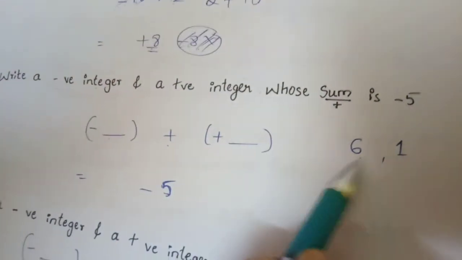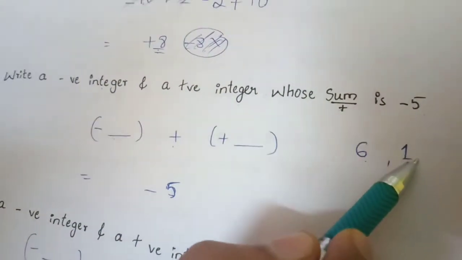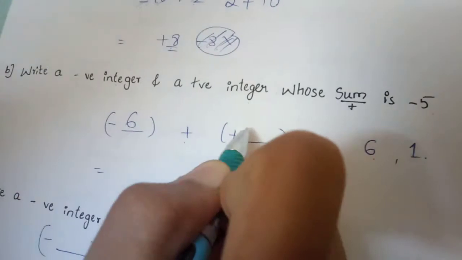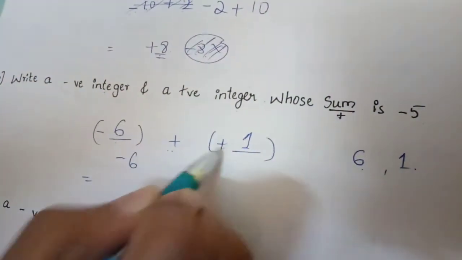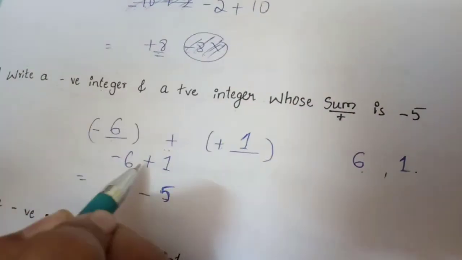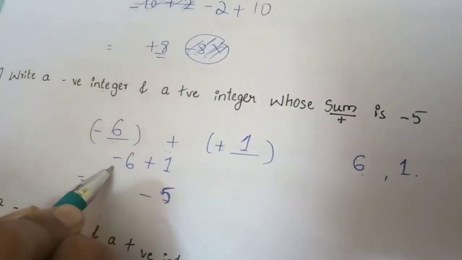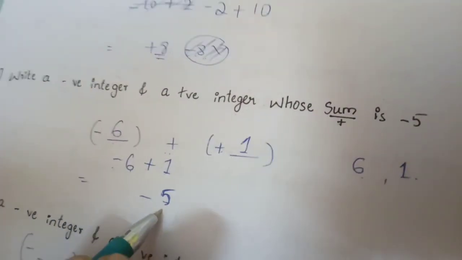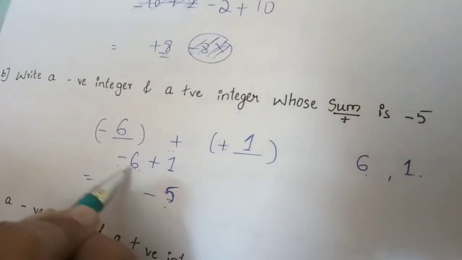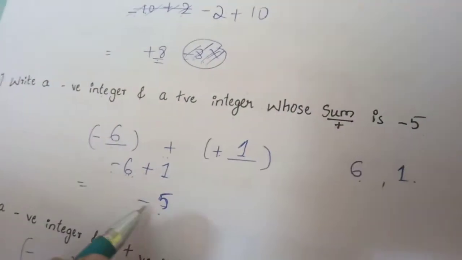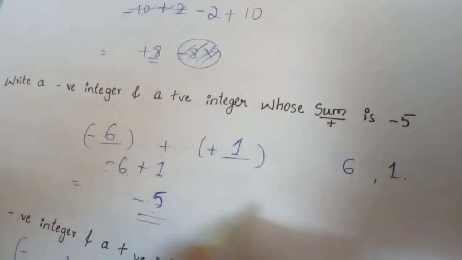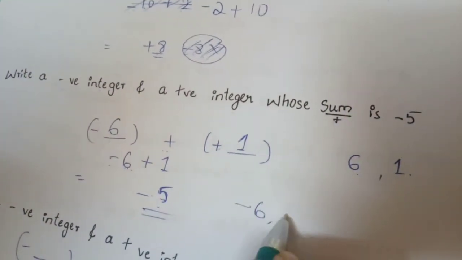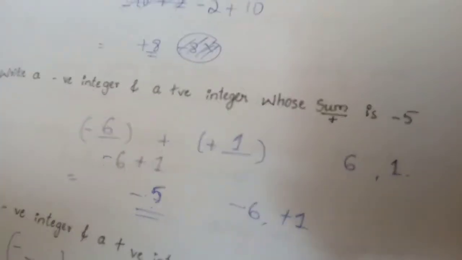So I have taken 6 and 1 as the integers. Now if I put minus 6 here and 1 here, what do we get? Minus 6 plus into plus is plus 1. Plus minus is minus. 6 minus 1 is 5. 6 is the greater number and 6 has a minus sign, so it will be minus 5. So the integers are minus 6 and plus 1.